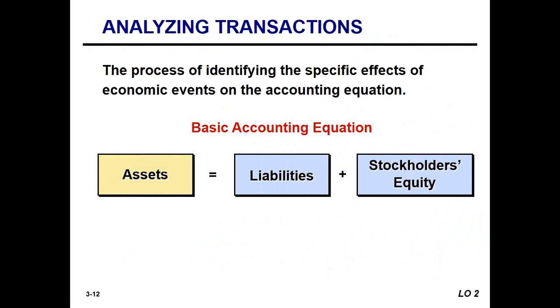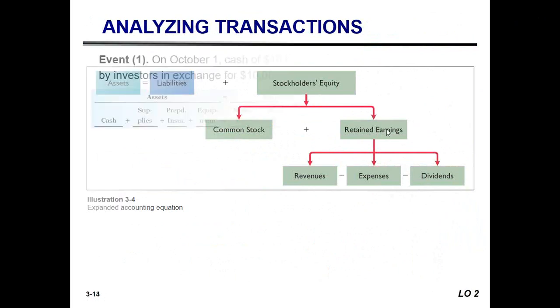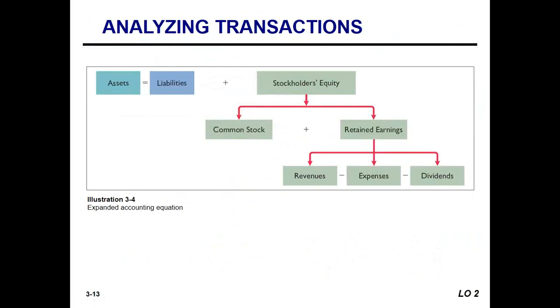Now, if you remember, I expanded the accounting equation for you, and here is an example of an expansion. Stockholders' equity is made up of stock. It's also made up of retained earnings, which in turn is made up of revenue minus expenses, and dividends are also deducted from retained earnings.